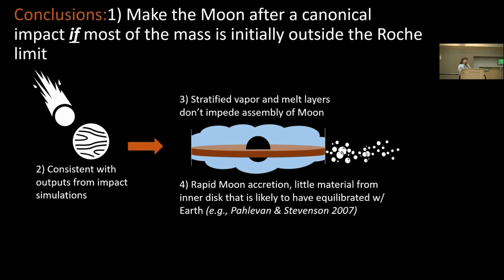And then lastly, we rapidly accrete the moon in a matter of days. So very little material has come from the inner disk, which would have equilibrated isotopically with the Earth. But that happens over a period of 100 years. We accrete in days. There's some isotopic implications there.